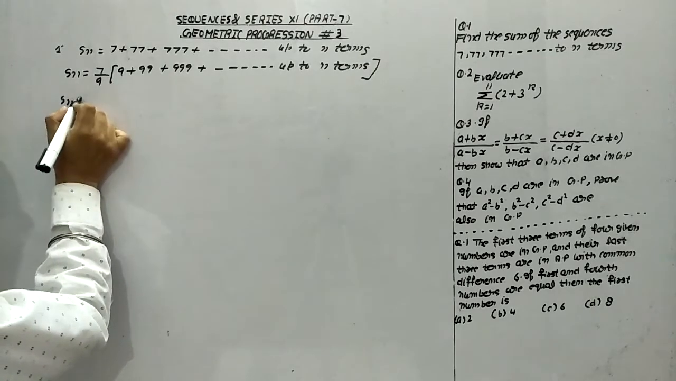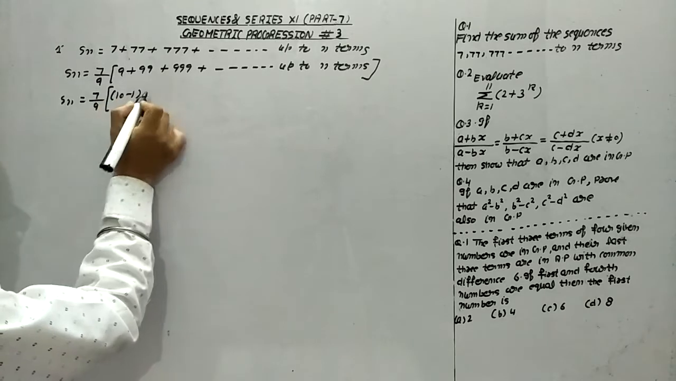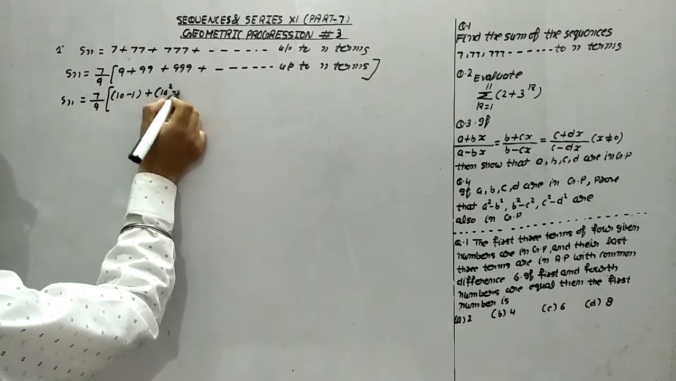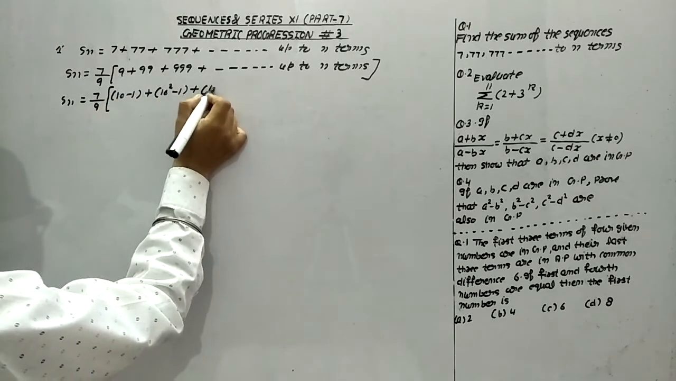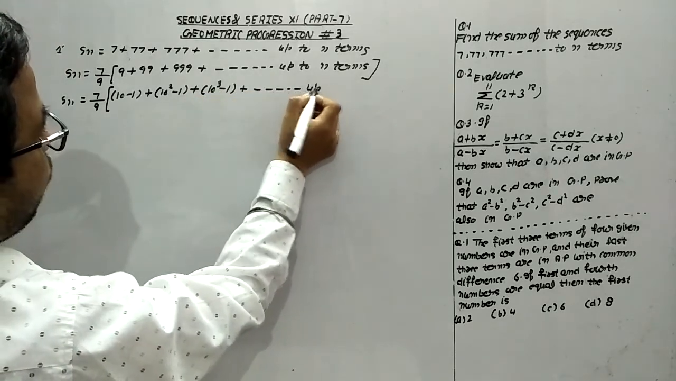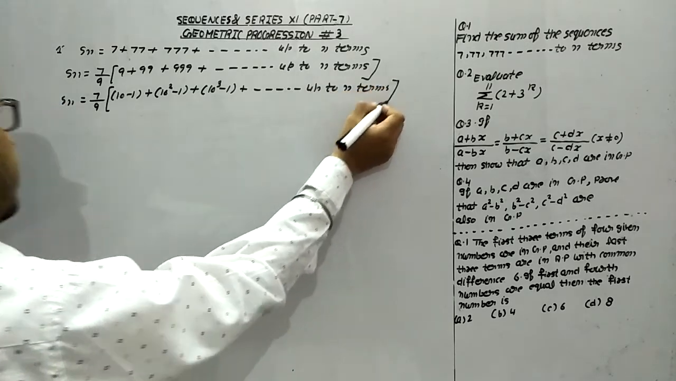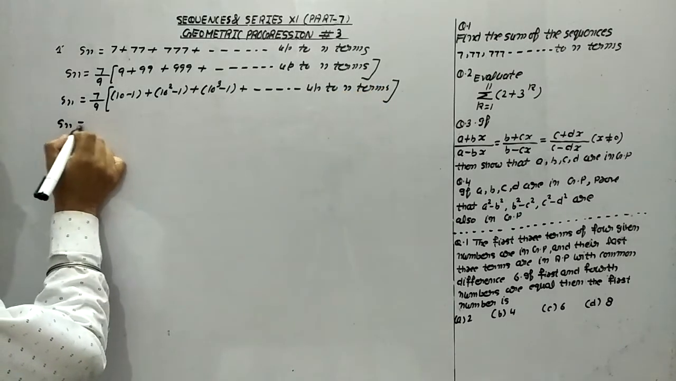Now look at this further. 7 upon 9. This 9 can be written as 10 minus 1. This 99 is 10 square minus 1. This is 10 cube minus 1. And this is up to how many terms? Up to n terms. The first step is very important. After that, the solution becomes quite easy.